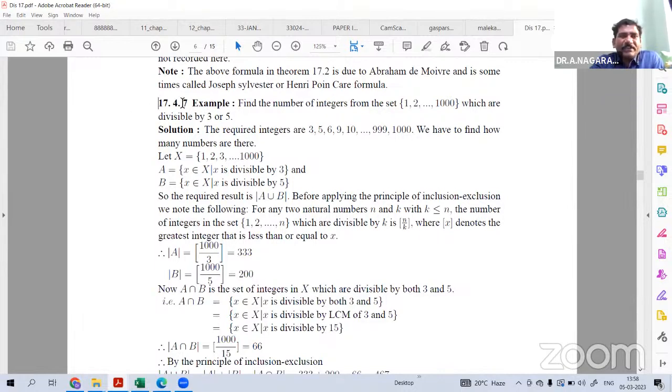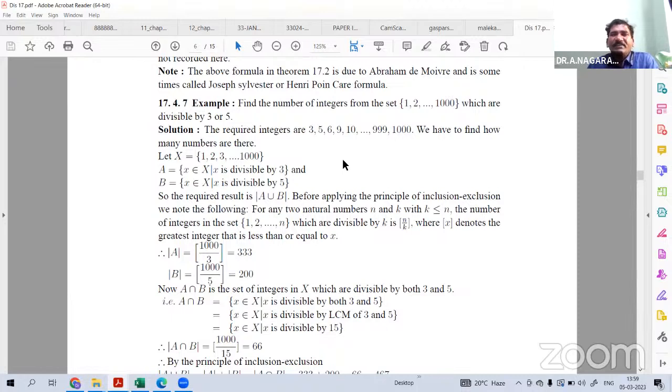Now example 17.4.7 is also important. Find the number of integers from the set 1, 2, up to 1000 that are divisible by 3 or divisible by 5. So we are finding the number of integers from the set of 1000 elements which are divisible by 3 or divisible by 5.